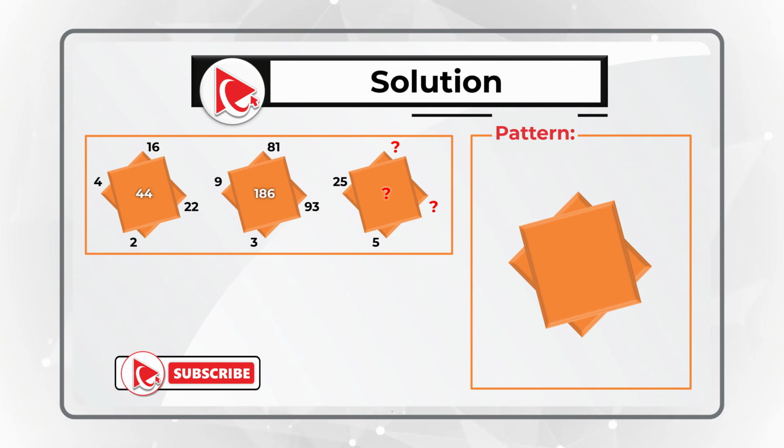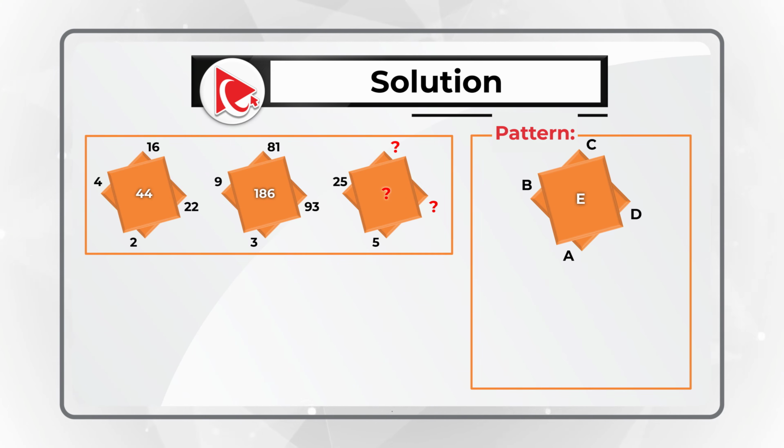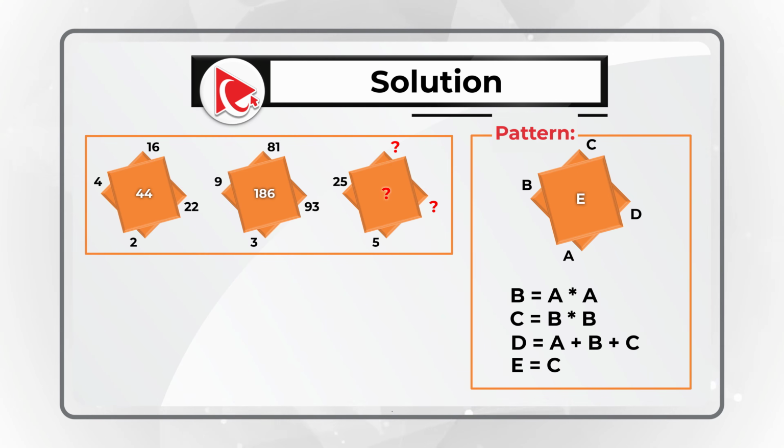If we number the corners of the diamonds as well as the middle with the letters of the English alphabet A, B, C, D, and E, we can build a pattern. And the pattern will be B is calculated as A multiplied by A, basically A squared. C is calculated as B multiplied by B. D is calculated as A plus B plus C. And then E is calculated as C multiplied by 2. Let's look at the example.